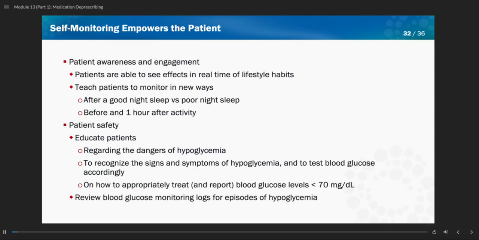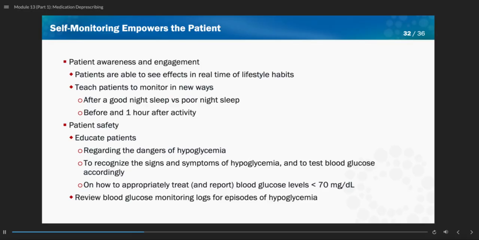So again, as I've said in the last few slides, I've really seen patients empowered and engaged when they're able to see their numbers and see the way that the lifestyle changes have been able to affect their numbers. So we also teach patients to monitor in new ways. Traditionally, with diabetes education, you'll see patients taught to either test first thing in the morning when they get up, which we call a fasting blood sugar. You might see them taught to test right before a meal and 2 hours after the start of the meal. Sometimes they'll only test one or the other, but not both of those.